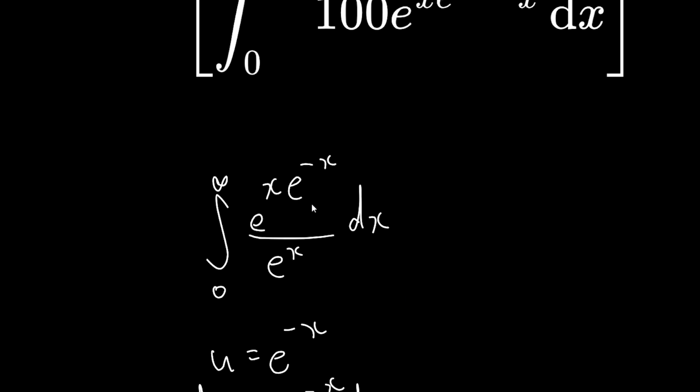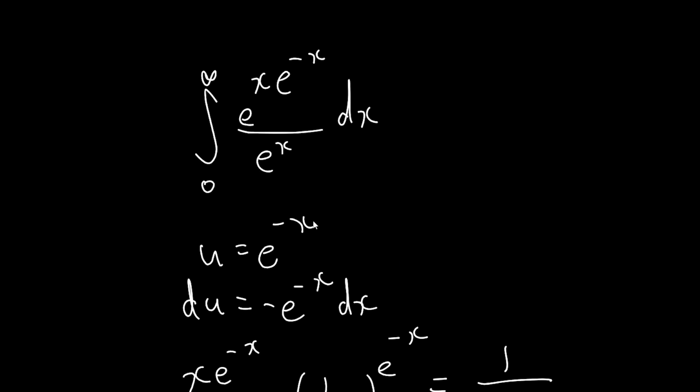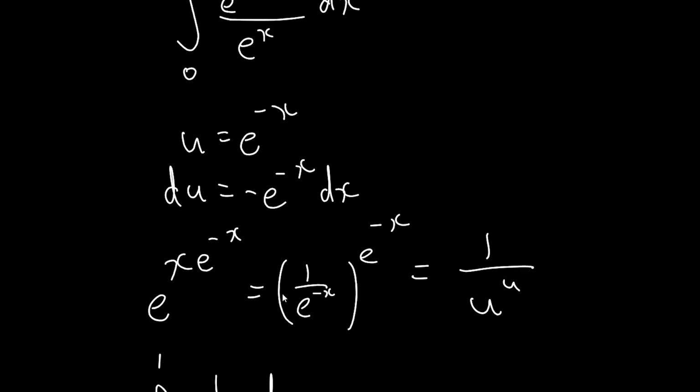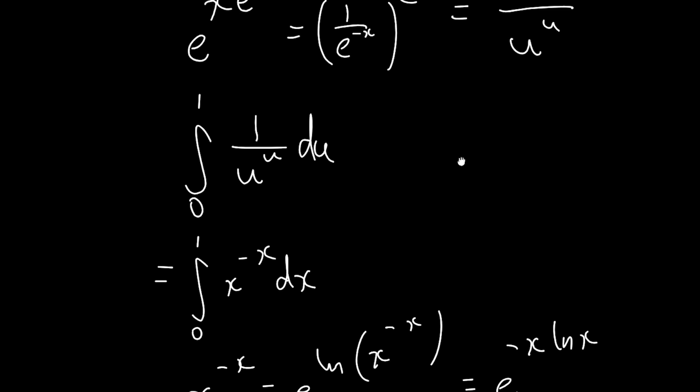And we can see that if we take a substitution for e to the minus x, we can get rid of the denominator. So we just end up with e to the x times e to the minus x can be written as 1 over e to the minus x to the power of e to the minus x. So we just get 1 over u to the u. So that's just integral now, 0 and 1, 1 over u to the u. So how are we going to do this?